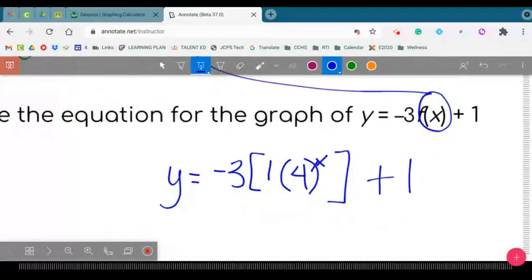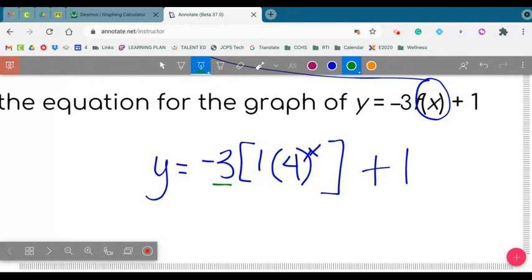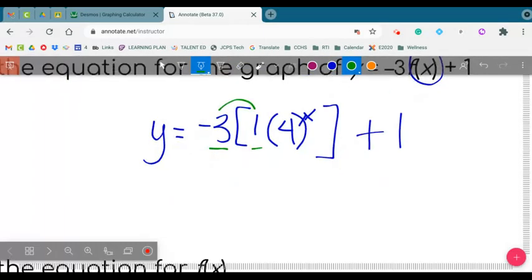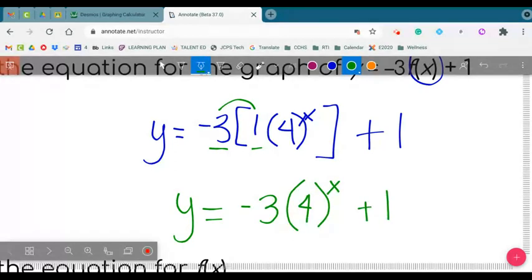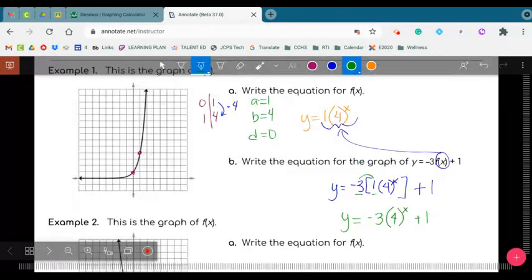Then the only thing you have to do is if there are 2 numbers right here, you have to distribute them. You don't distribute it to the inside of the parentheses or your b value. So your final answer will be y equals negative 3 times 4 to the x, plus 1. That's all we're doing today.